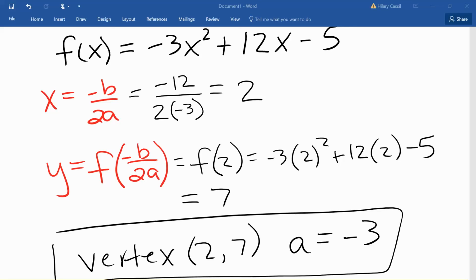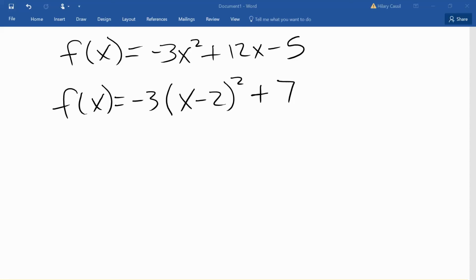So the vertex of our parabola is going to be the point (2, 7), and since it is the same parabola, our a value is going to be negative 3, and we can now put it in vertex form. So the vertex form of our original parabola is going to be f of x equals negative 3 times the quantity x minus 2 squared plus 7.